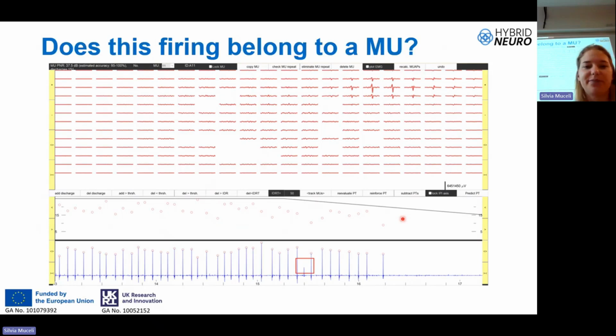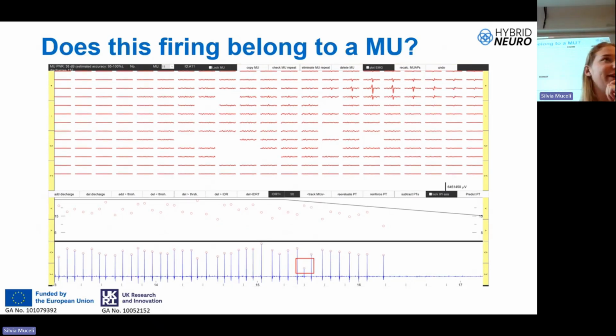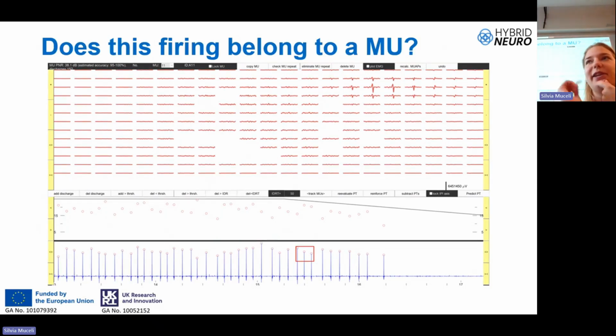So that is reinforce. And we then inspect the amplitude of the pulse train. Then we add the firing that we are inspecting, and we hit the reinforce button again. If that pulse increased in amplitude, so the amplitude is pretty much consistent with the rest of the pulse train, then we are safe to say that this pulse probably belongs to that current motor unit. That procedure, that test, is also used in the semi-automatic method that I will show you later on.